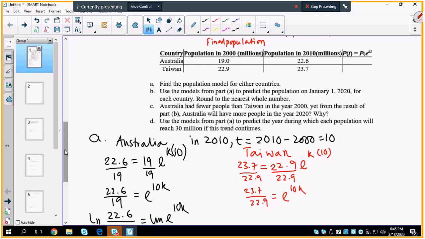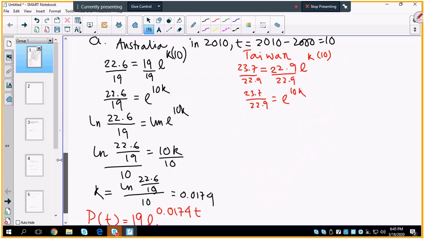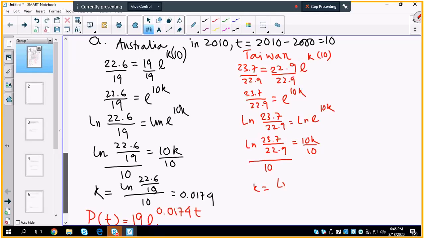Then you take the natural log on both sides because the base is e in this problem. So natural log of 23.7 over 22.9 is equal to natural log of e to the power 10k. Of course, natural log of 23.7 over 22.9 is equal to 10k. Divide both sides by 10 to isolate k. And I get k is equal to natural log of 23.7 over 22.9, all over 10.